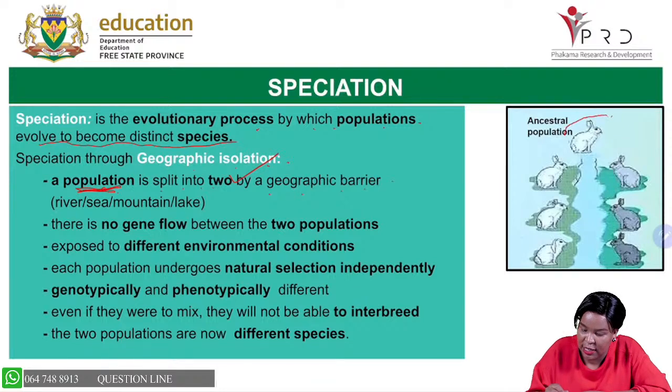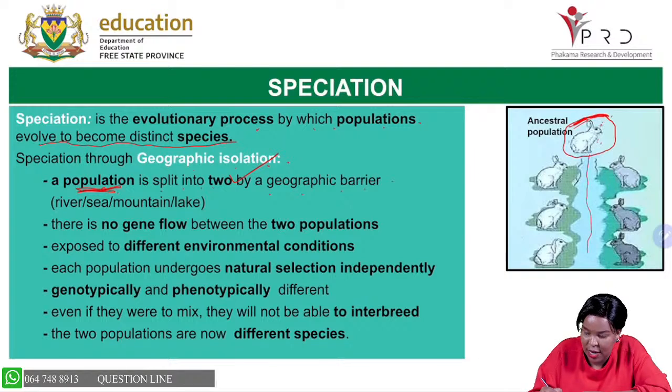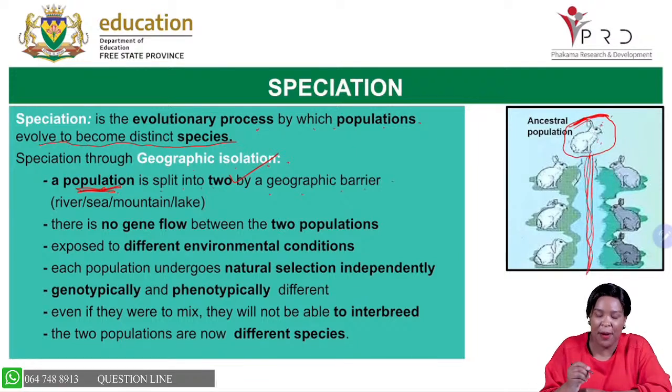So, if you take a look at this ancestral population here of these rabbits, you say this was the population, they were living in the same habitat. Then they were separated. You see here, they were separated by something that looks like water or what, you see? They were separated. But what do you say? It's a population that is separated, split into two, and it was separated by a geographical barrier.